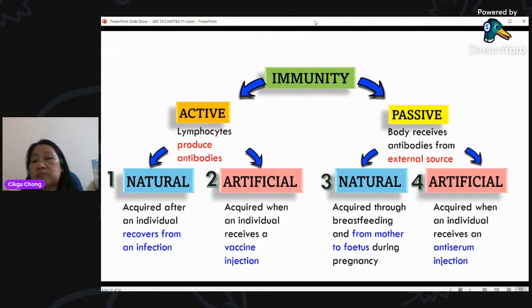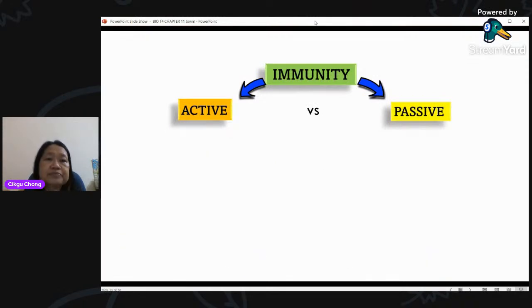So you can see for number 3 and number 4, the person does not make the antibody. Okay, so clear, right? I hope this is clear, so that you know the basic classification. Once you understand the classification, it will be easier for you to explain each type. Okay, so we go in detail.